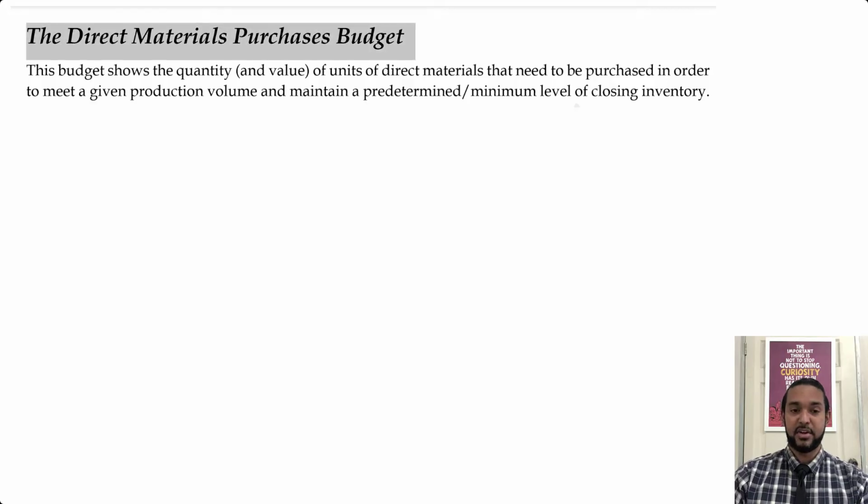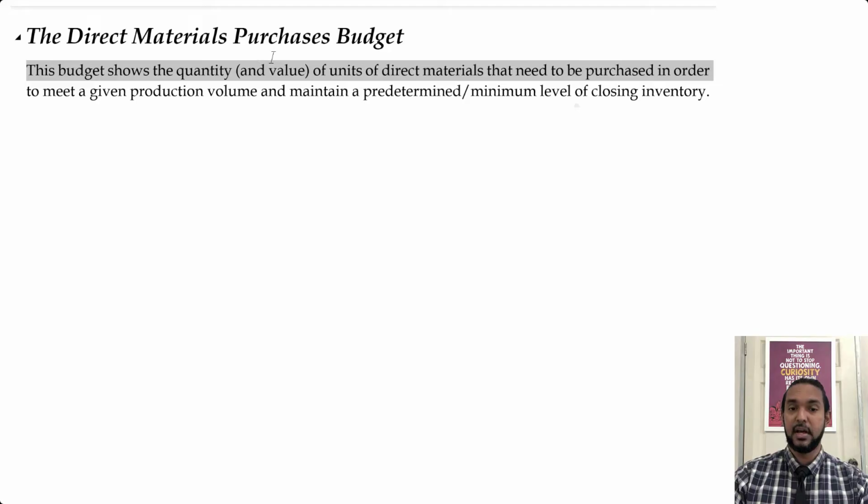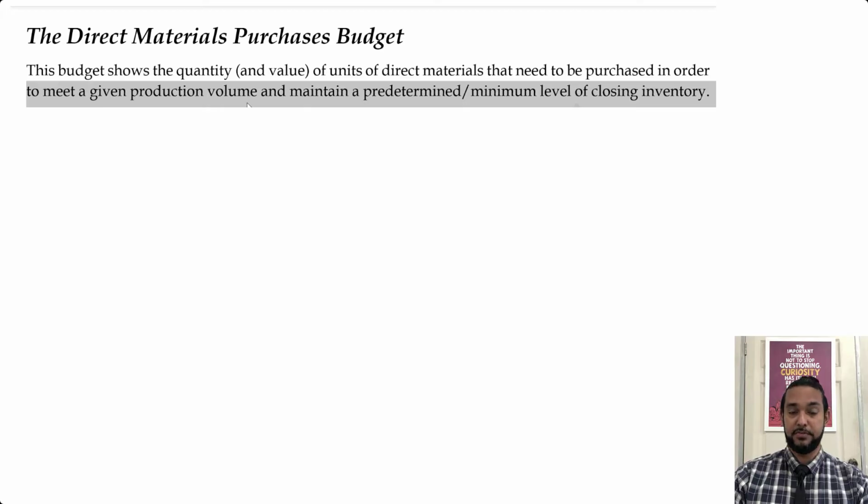Alright, so it says the direct materials purchases budget. This budget shows the quantity and value of units of direct materials that need to be purchased in order to meet a given production volume and maintain a predetermined or minimum level of closing inventory.